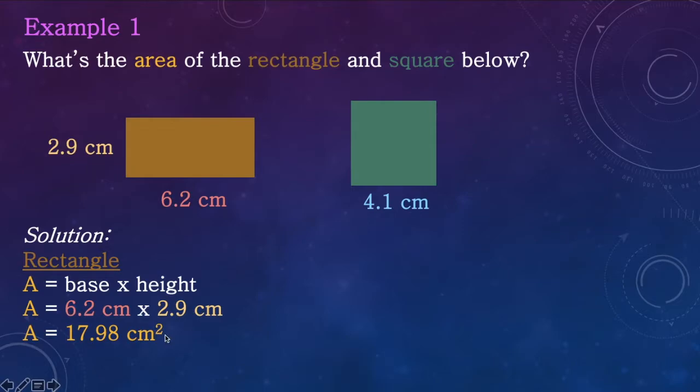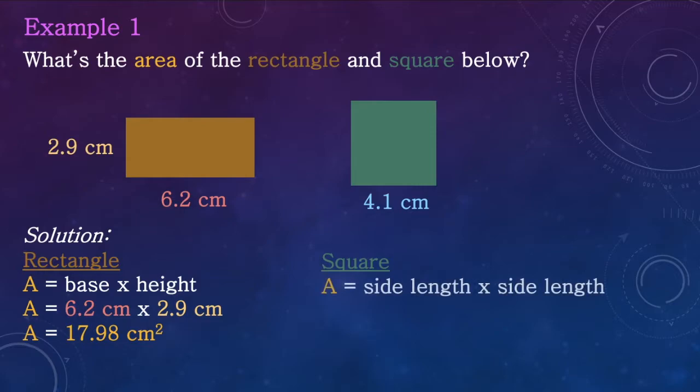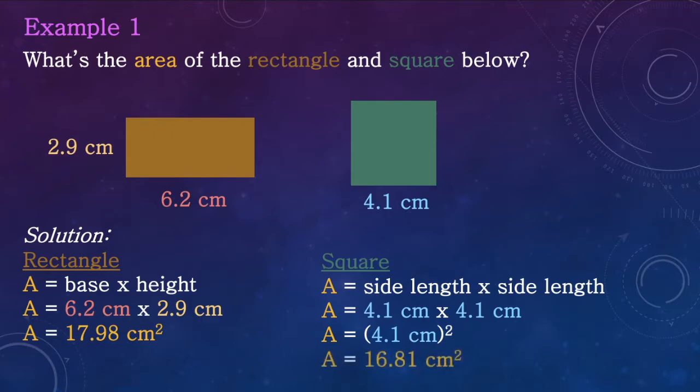All right, moving on to the square. Our area is essentially the same, but we typically use the word side length. All right, and there's a good reason for that. You'll see in example 2. So let's fill in our equation here. 4.1 centimeters times 4.1 centimeters. We can simplify that as 4.1 centimeters squared. And when we do that, we get an answer of 16.81 centimeters squared. All right, so again, it is area, so our unit has to be squared.